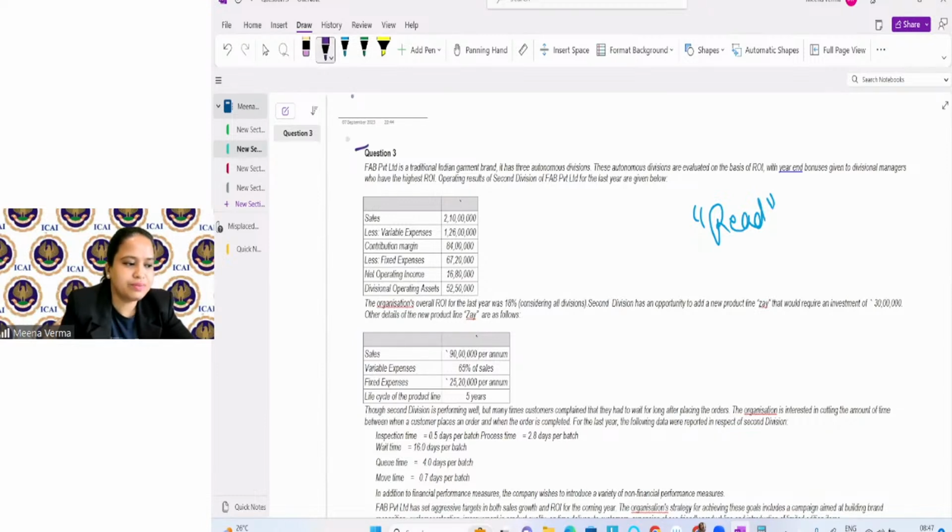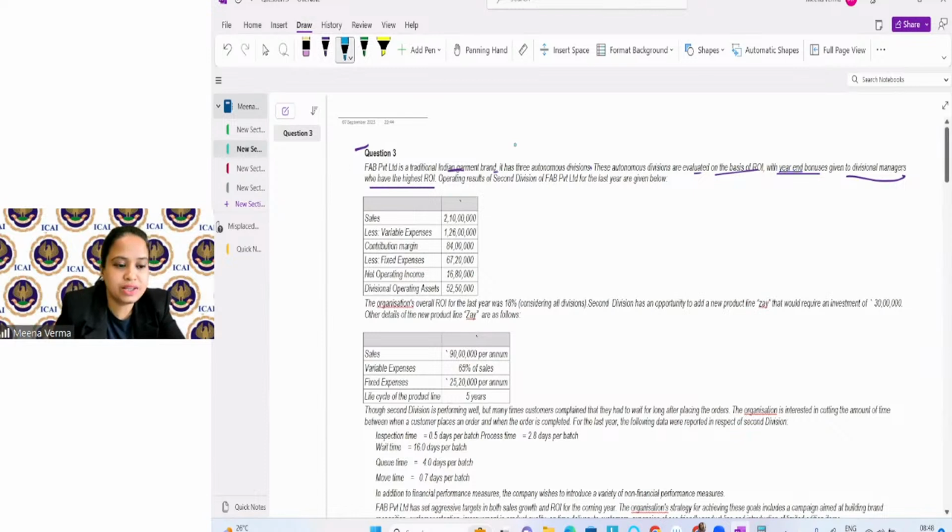See what is given here. A company, Fab Private Limited, is a traditional Indian garment brand. It has 3 autonomous divisions. These autonomous divisions are evaluated on the basis of return on investment, with year-end bonuses given to divisional managers who have the highest return on investment. So let's understand what is happening here.